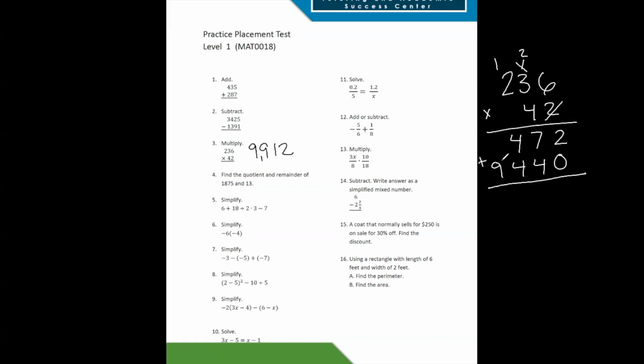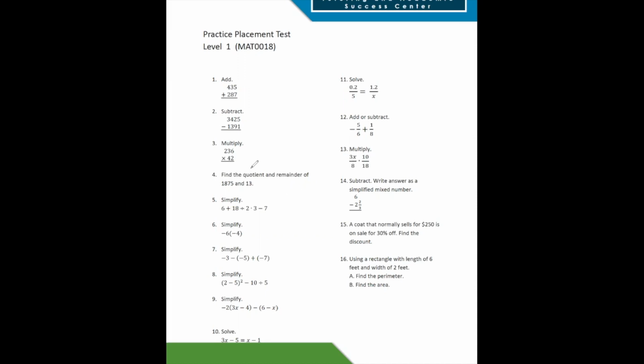And once I'm done multiplying, I'm going to add all of these together. 2 plus 0 is 2. 7 plus 4 is 11. Carry the 1. 4 plus 4 is 8, plus 1 is 9. And then 9 plus 0 is still just 9. So that's how we got our answer of 9,912.